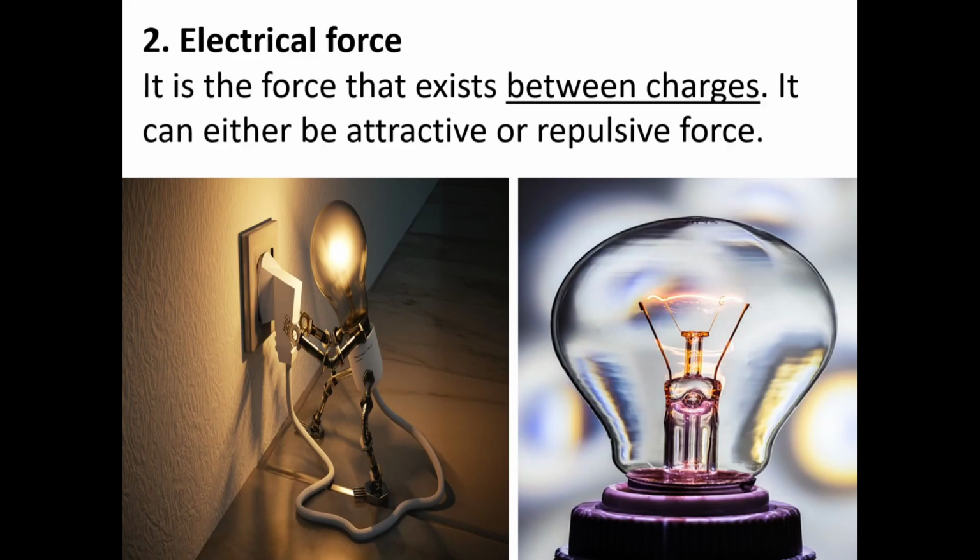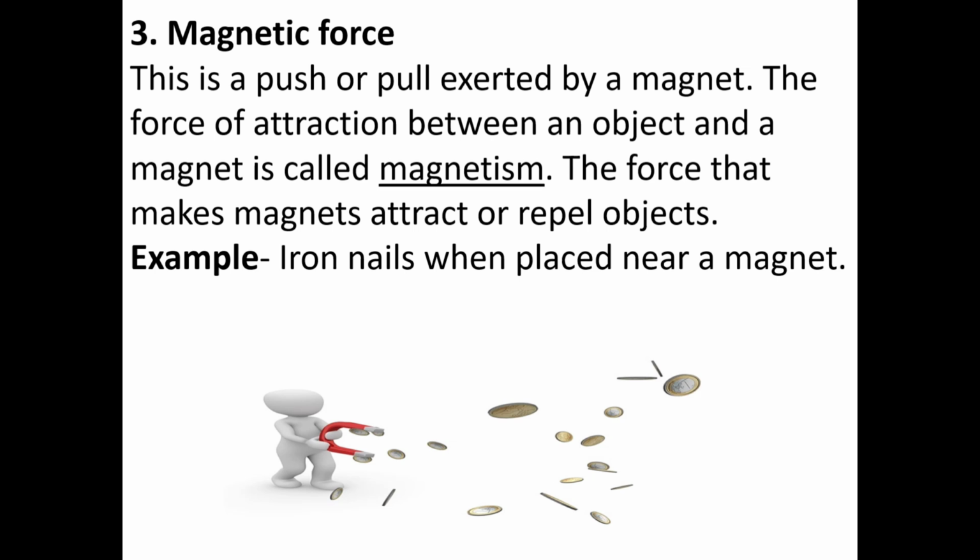2. Electrical force. It is the force that exists between charges. It can either be attractive or repulsive force. 3. Magnetic force. This is a push or pull exerted by a magnet. The force of attraction between an object and a magnet is called magnetism. The force that makes magnets attract or repel objects. Example: iron nails when placed near a magnet.